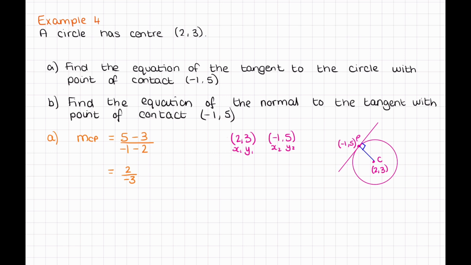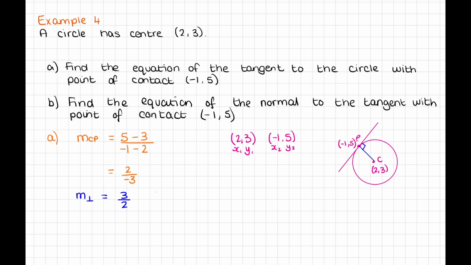Now the gradient of our tangent is going to be the perpendicular gradient of this because the line's at a 90-degree angle to the line with this gradient. And then remember to do that, we flip the fraction, so the 2 over 3 will become 3 over 2, and we change the sign. Now the original gradient is negative, which means our perpendicular gradient is positive. And now we can sub that into the equation of our line, because we have a gradient and we have a point.